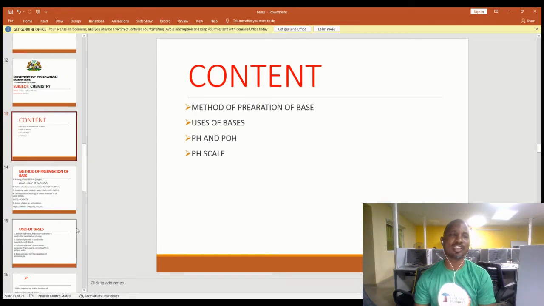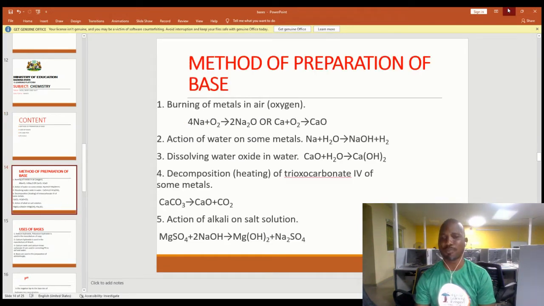Now, let me start by talking about the method of preparation of bases. Bases can be prepared by burning of metal in air or oxygen. When you burn metal in air, you get metal oxides, and these metal oxides are also called basic oxides. For example, when you burn sodium in oxygen, you will get sodium oxide. Or when you burn calcium in oxygen, you will get calcium oxide. So this is one method of preparation of bases.